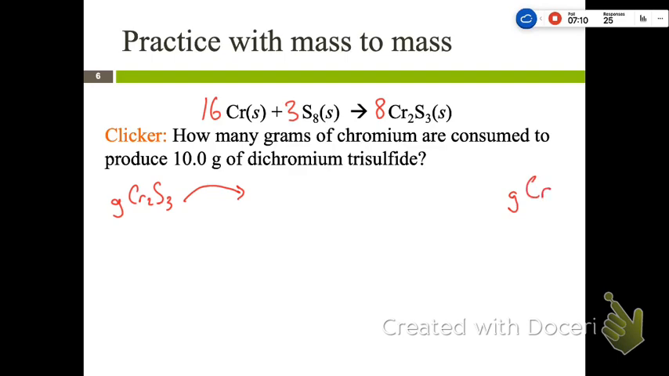Okay. And then can we go directly from grams to grams? No. So what do you have to do first? The moles of dichromium trisulfide, and then to the moles of chromium, and then last the grams. So we can use molar mass on the two ends to go from how heavy to how many, or how many to how heavy. And then the intermediary step is a ratio, using the balanced equation.